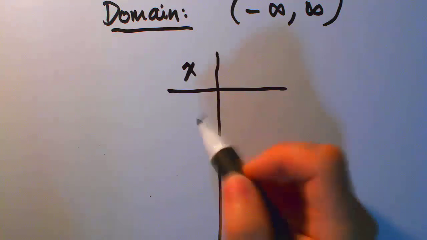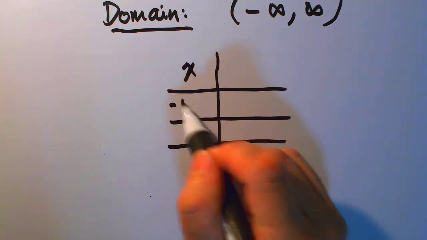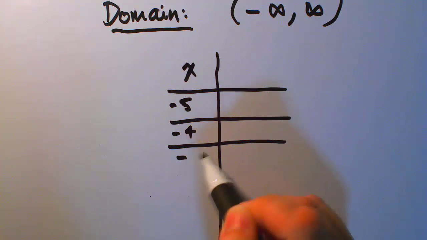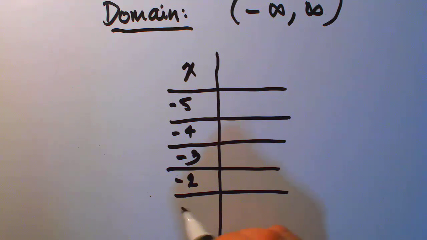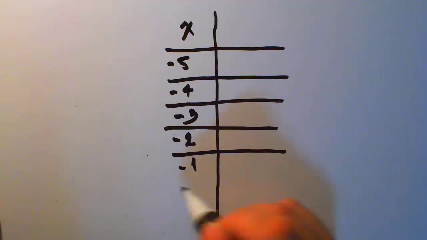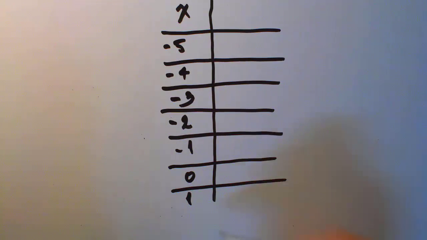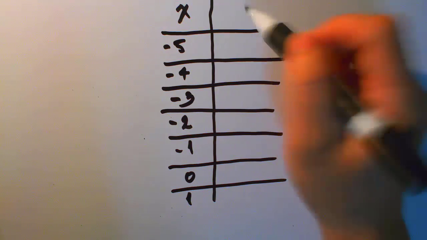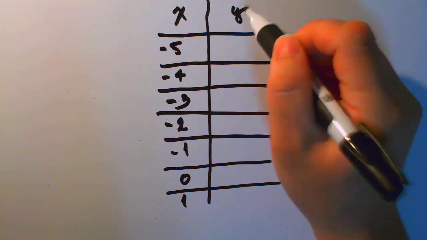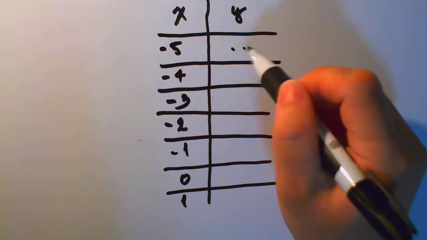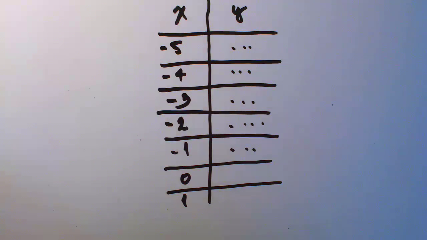And so in that way, I can just create a list starting with -5, -4, -3, -2, -1, 0, 1, and so on and so on. And then the output values for the function are going to be the y value column, which we're going to fill in by letting Microsoft Excel calculate these values.